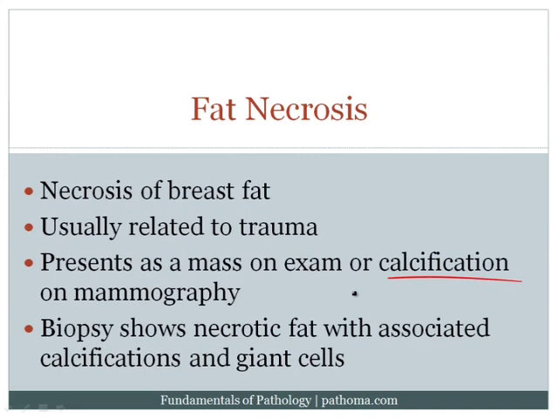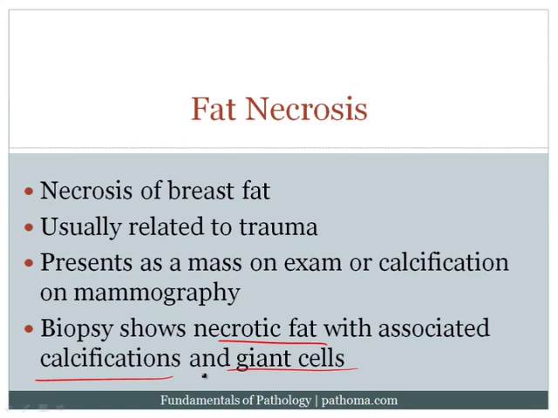The idea again is that when you have fat necrosis, you get saponification. Saponification is the addition of calcium to that fat necrosis, and when a woman goes for a mammogram, they'll detect the calcifications, and recall that calcifications are one way by which we screen for breast cancer. So it could produce calcifications, which would then require, in certain cases, a biopsy. And if a biopsy were to be performed, we would see necrotic fat with associated calcifications because of the quote-unquote saponification, and then the presence of giant cells as well. And that's the classic finding in fat necrosis.